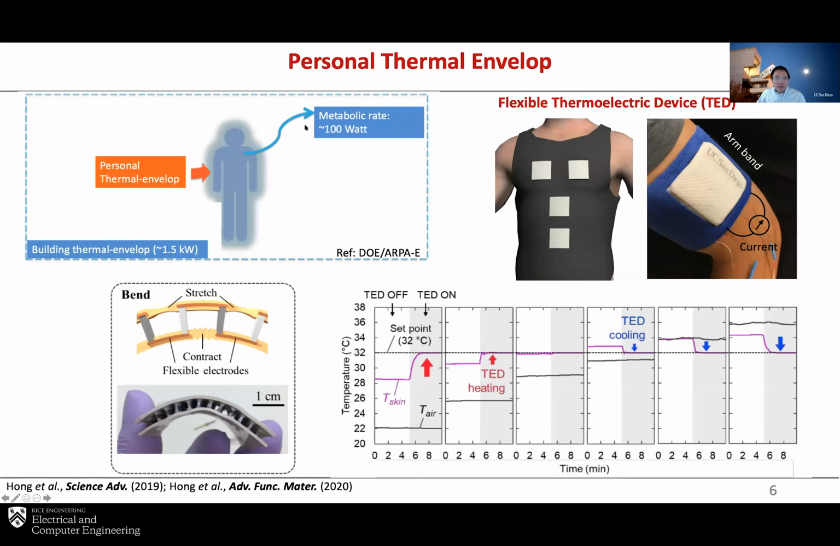Again, we have about 100 watt of metabolic rate, while the building actually consumes about 1.5 kilowatt of energy for heating, cooling, and ventilation. So we also look at a personal thermal envelope, for example, using a personalized cooler, in this case, a flexible thermoelectric device. We can see that we can greatly reduce the energy consumption if we use a personalized thermal envelope at a personal level compared to a thermal envelope in a building.